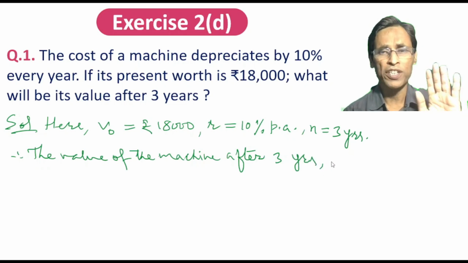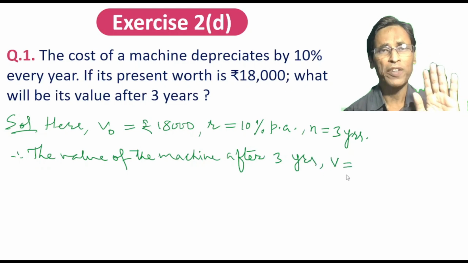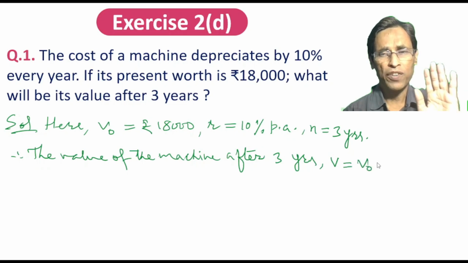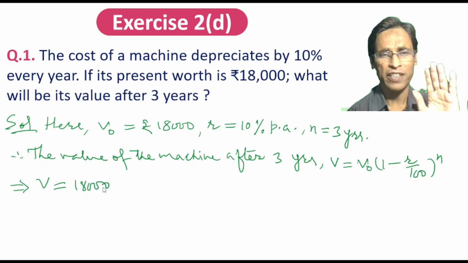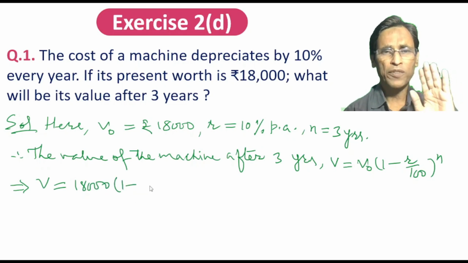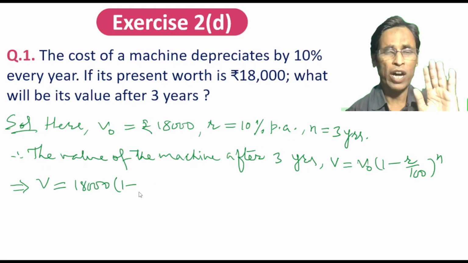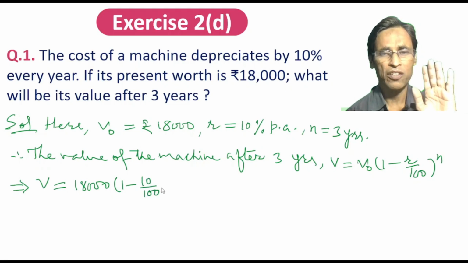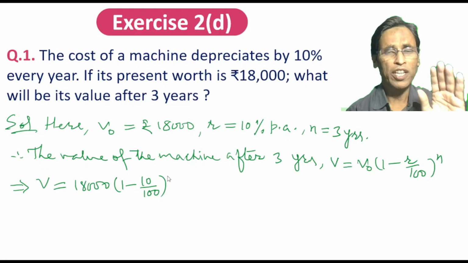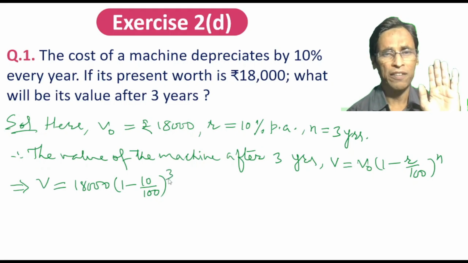if we suppose this value to be V, then V will be given by V0 times (1 minus R by 100) to the power n. V0 is given as rupees 18,000, so it is 18,000. 1 minus the rate of depreciation is 10%, so R will be replaced by 10%. Therefore, it is 10 by 100. We will replace the value of n by 3.